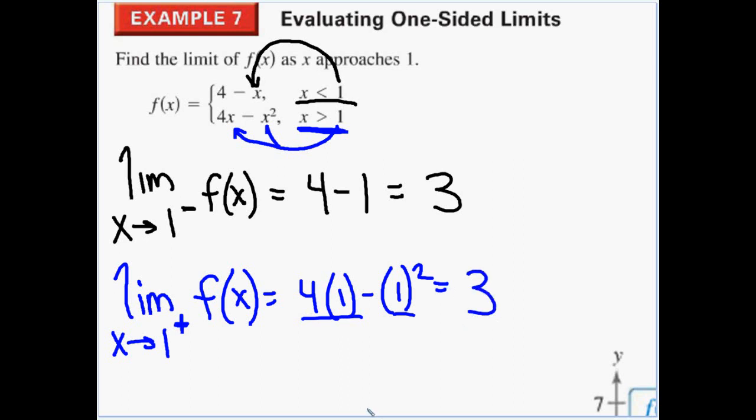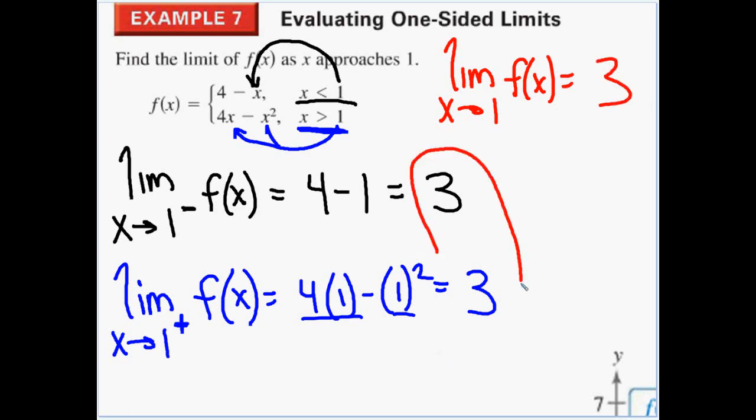So it looks like the left-hand limit is 3. The right-hand limit is also 3. So we could write the overall limit, the limit as x approaches 1 of f of x, is also equal to 3. Remember, if we're approaching two different numbers, the limit fails to exist. Here we're approaching the same number, 3. So the limit does exist, and it's equal to 3.